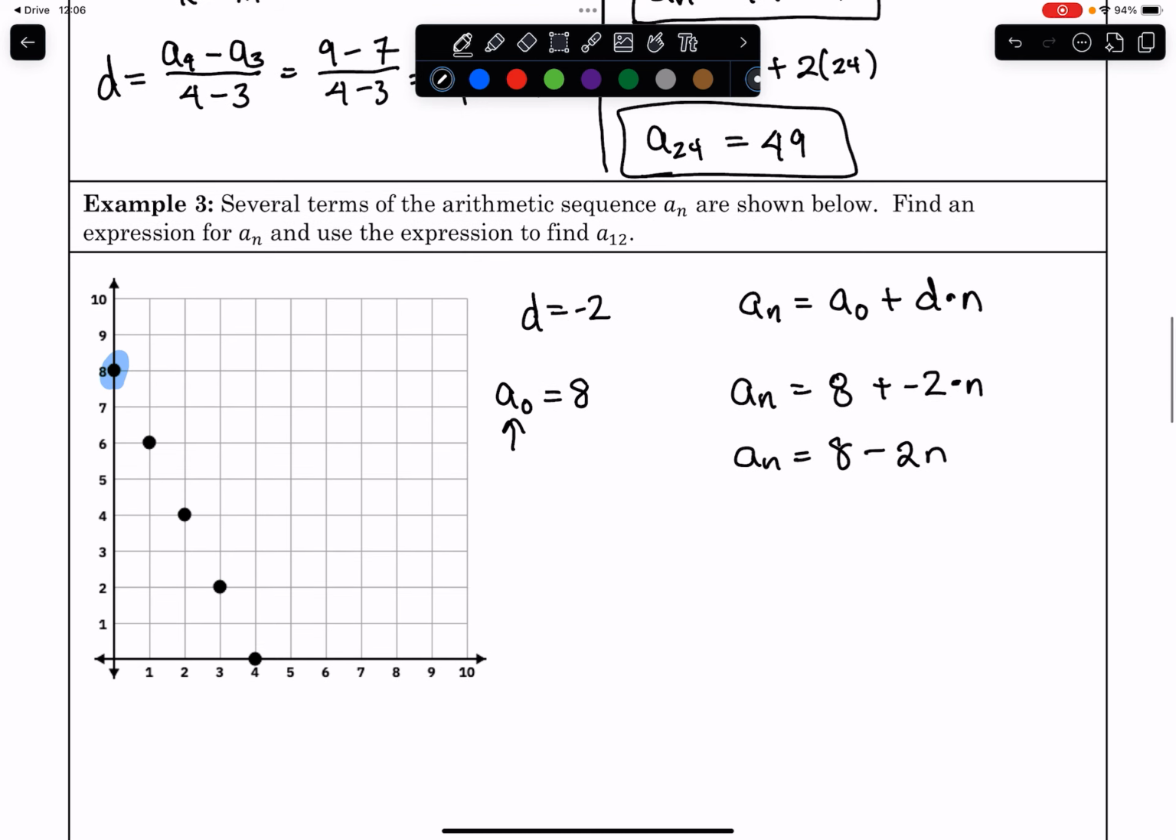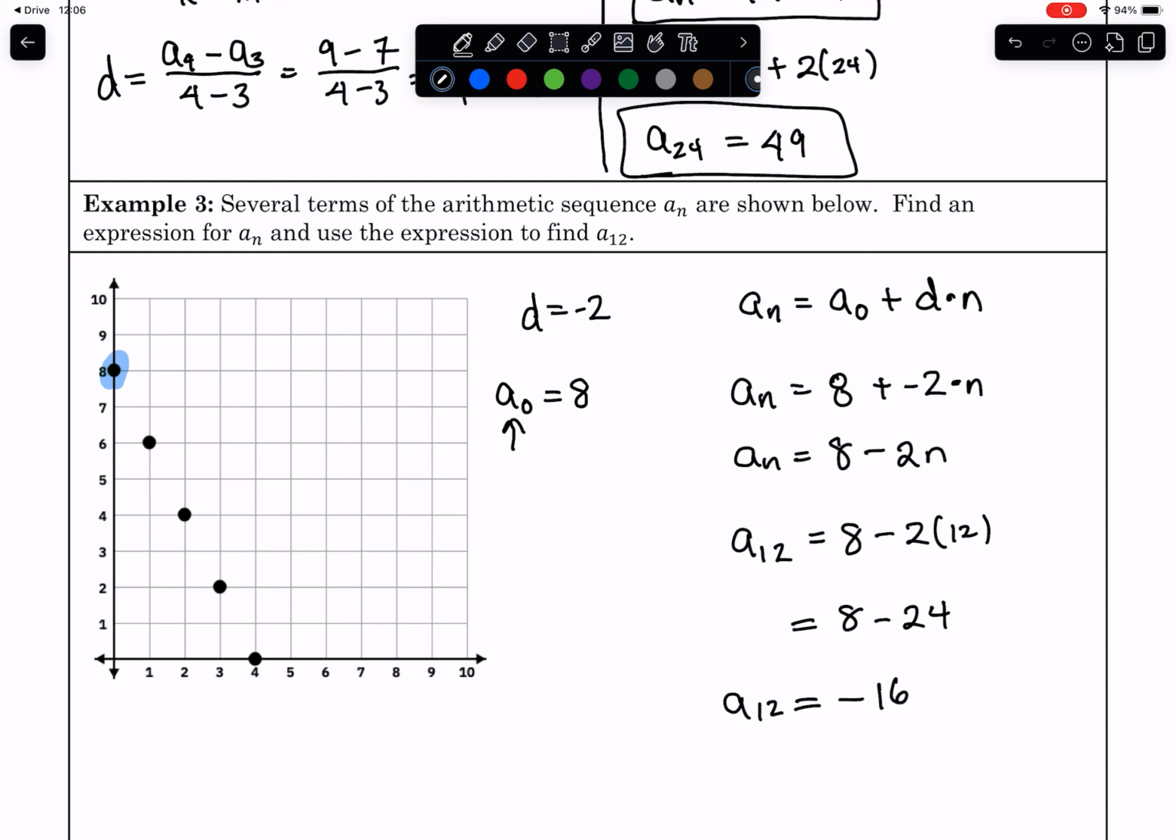And now that I have the expression, I can evaluate a sub 12 by simply replacing the value of n with 12, which equals negative 16.